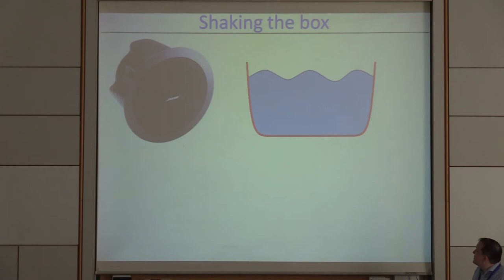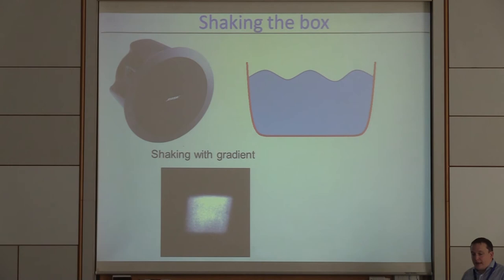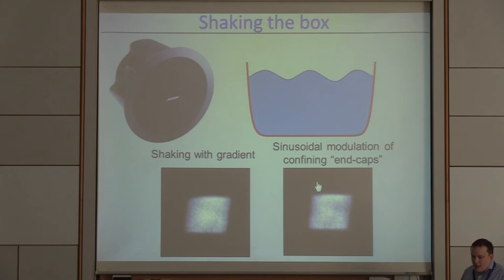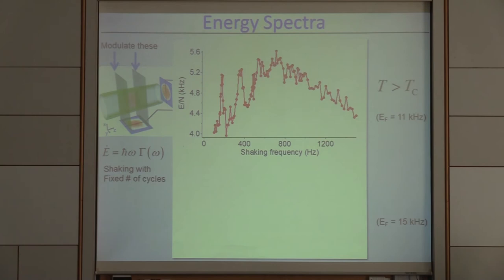We can simply, for example, apply a gradient and shake the box, which is certainly fun. Or we can modulate the walls of the box, the height of the box. And since the box is not perfect, this will squish the box periodically, and thereby we can excite higher order modes. For example, here the first symmetric mode that lives in this box. That's actually quite nice, because now you can take a spectrum of your shaking frequency on the x-axis and measure the energy directly on the y-axis. How we do that might also be a good question for the question session. And you see these beautiful resonances of sound living in this box.